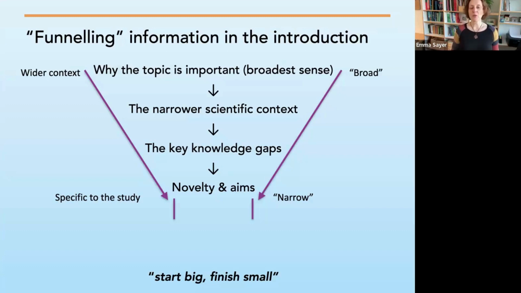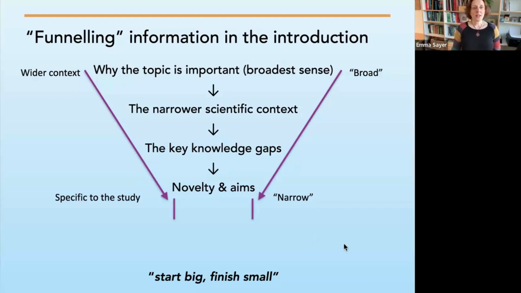So you can think about your writing always as, when I start a new section or a new paragraph, or I start my paper, I start my introduction, I'm giving the context that the reader needs to understand my study. I'm giving the broad context so that the reader can understand the narrower scientific context. I'm giving the narrower scientific context so the reader understands why these knowledge gaps are important. And I'm giving the knowledge gaps so the reader understands why my study that's going to fill these knowledge gaps is worth doing and interesting. Okay.